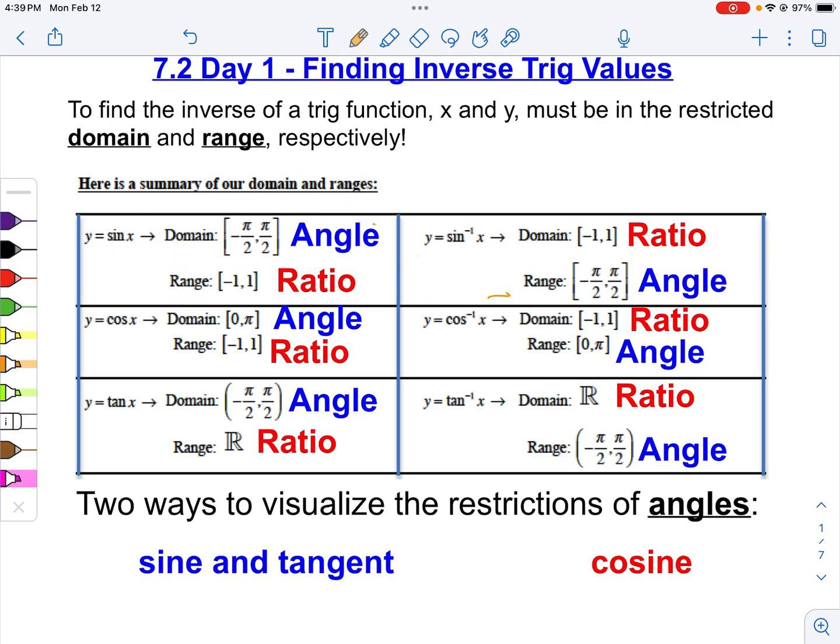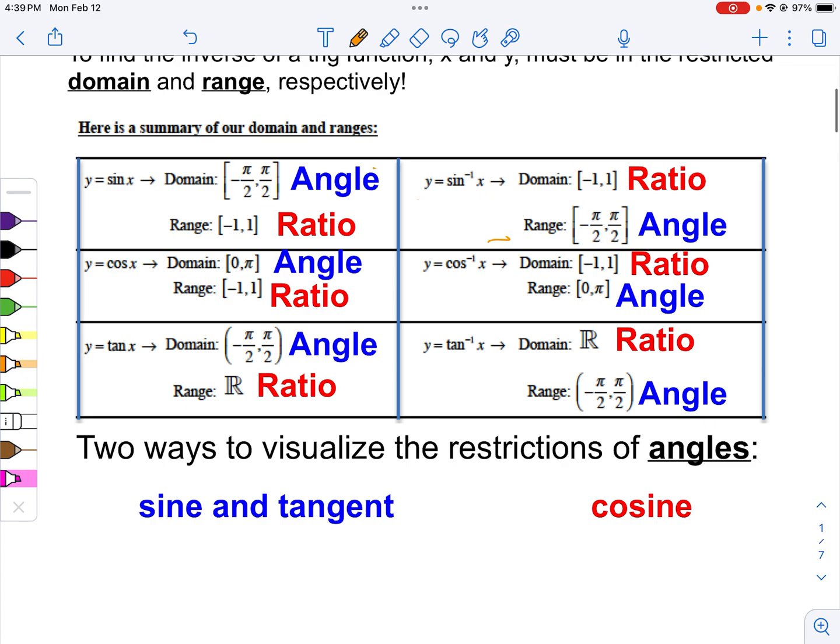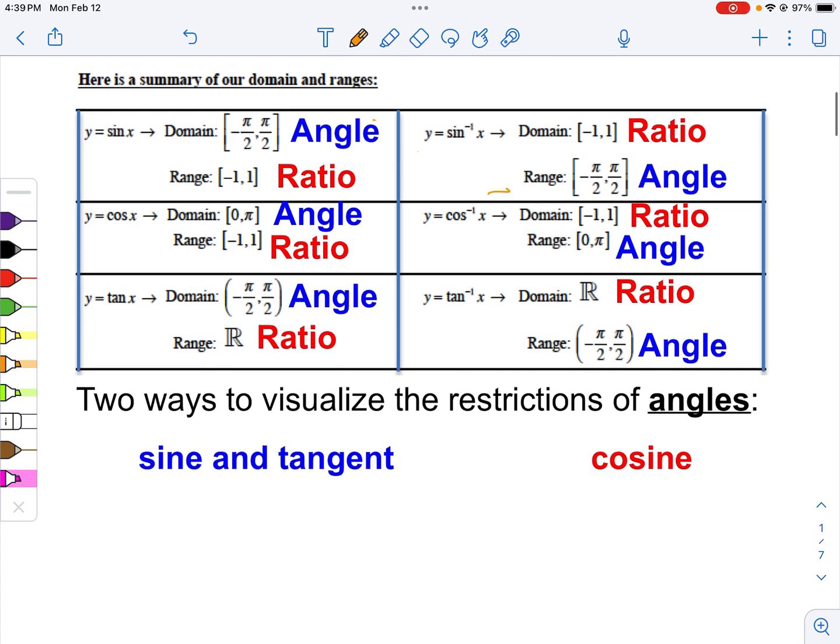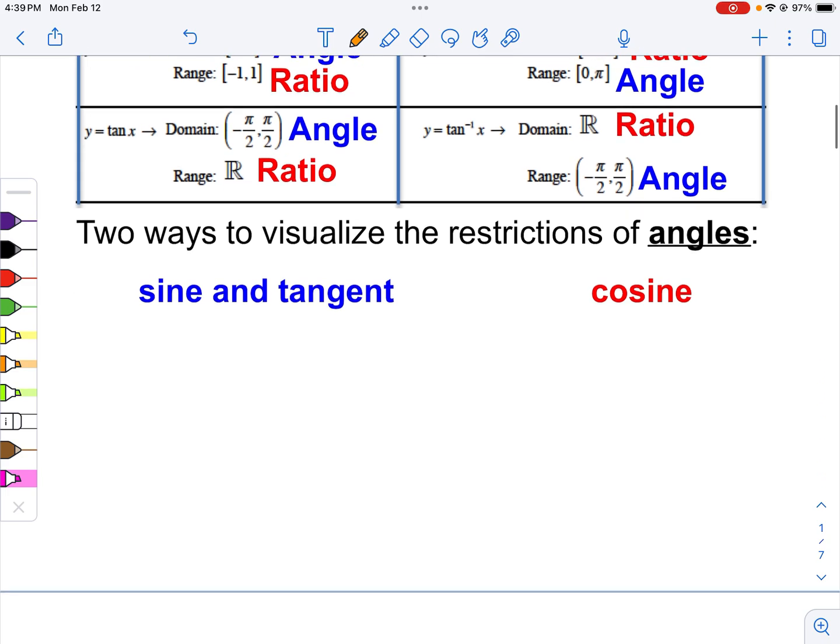Remember, for cosine, our restricted domain is 0 to pi, and the restriction on the ratios is negative 1 to 1. And then again, for the inverse, that just flips. And then for tangent, it's negative pi over 2 to pi over 2. But remember, those are asymptotes, so it's parentheses there. And then our range is all reals, or negative infinity to infinity.